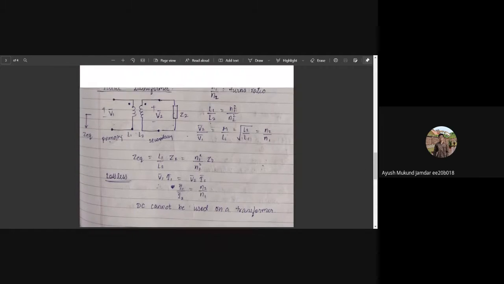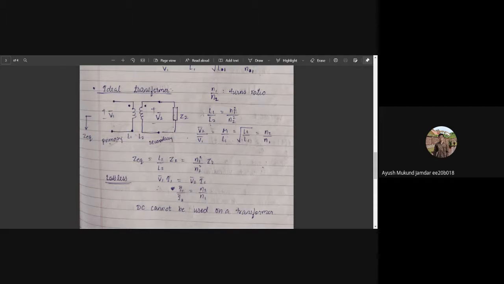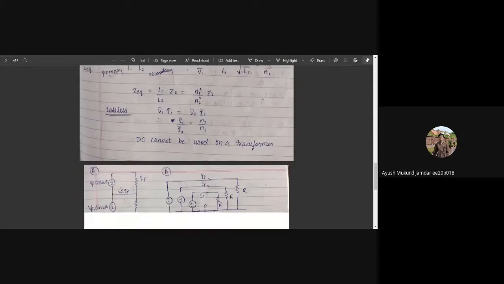So we must also say that DC cannot be used on a transformer. The direct current cannot be used here. Only alternating current can be used. And this was the discussion of transformers.